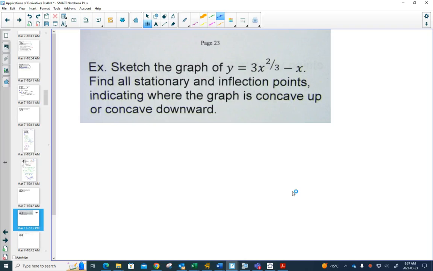If we would do some of the preliminary stuff, remember my color coding. Y-intercept, really easy. Plug in 0 for x, get 0 for y. X-intercept, a little bit more tricky here.